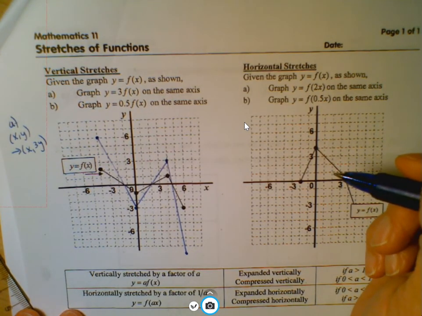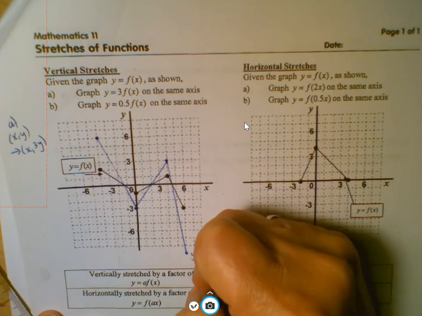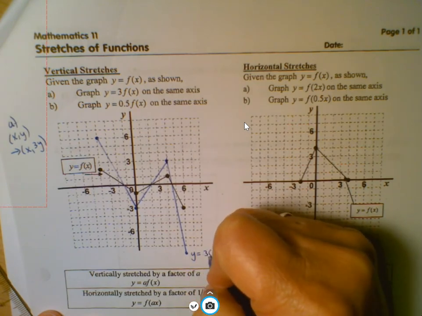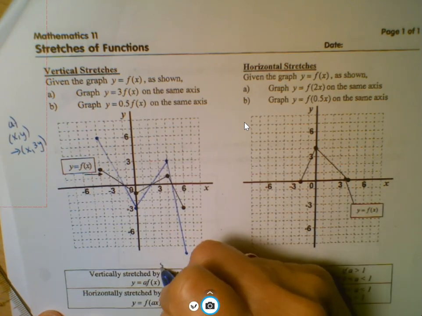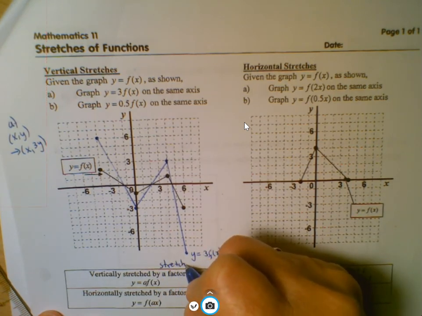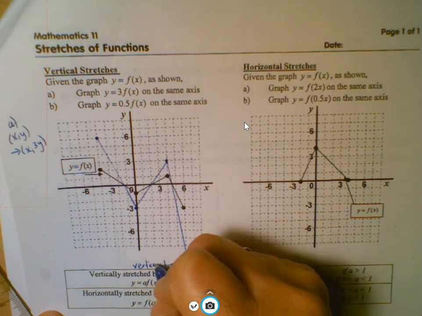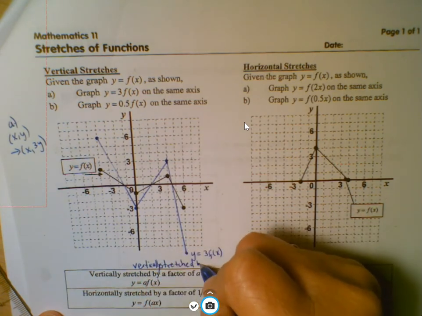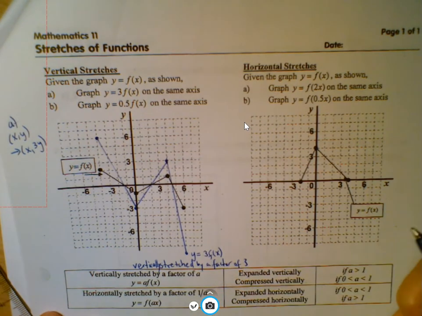It's actually been stretched. So this is the graph y equals 3f of x. And we say that it has been vertically stretched by a factor of 3.